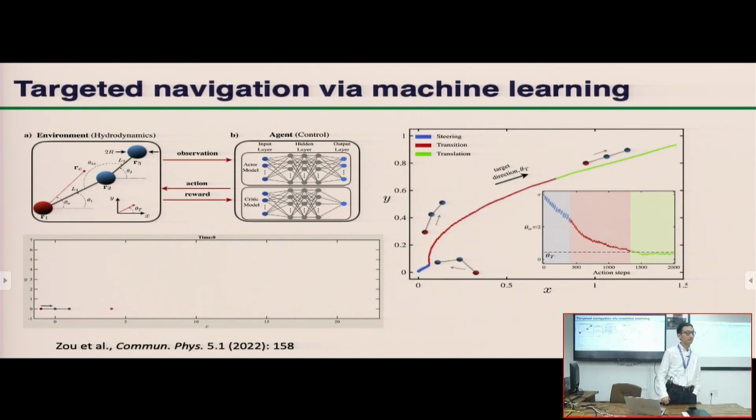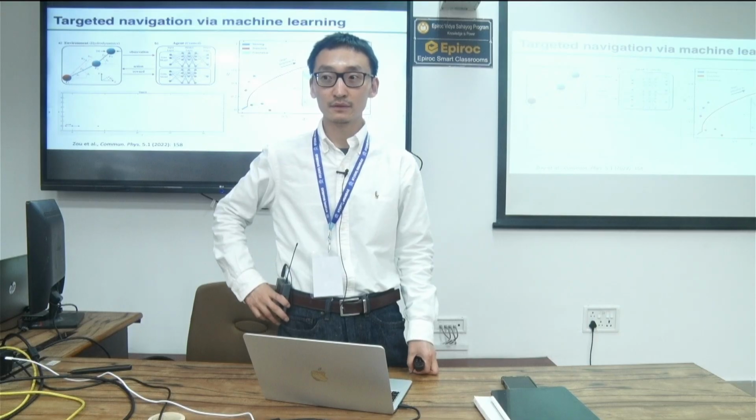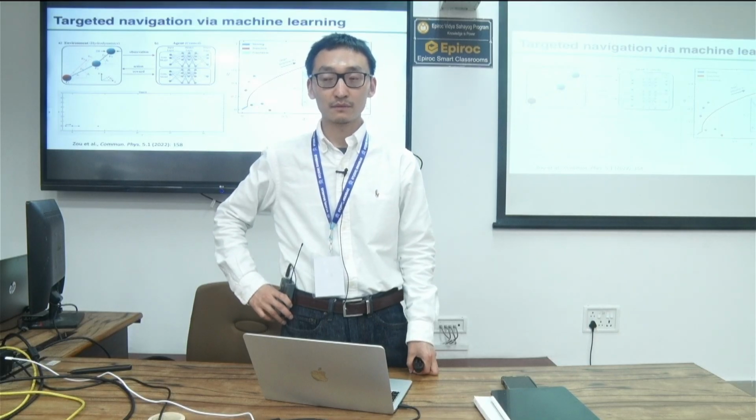Questions? I didn't understand this, Jerry. So after learning, what is it doing? It changes its gait, which is the length of the arms and the orientation, to try to align with the target orientation. Exactly. Yes. Yeah.